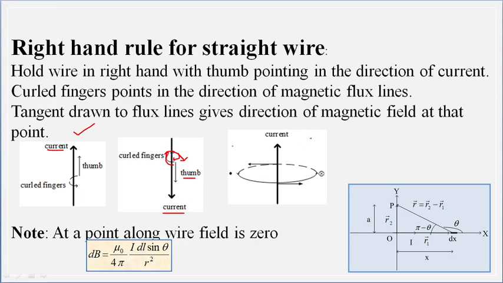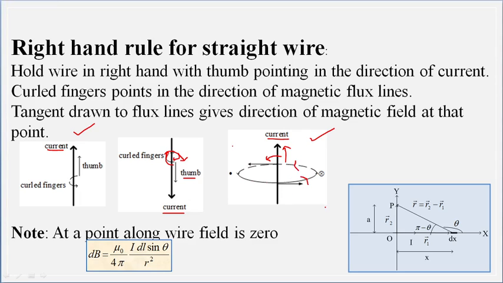Consider this diagram. I have drawn a straight wire. This is the current, and using the right hand thumb rule, I have drawn this circulating flux. This circle which you see is the flux. The thumb is in this direction, so the fingers will curl in this direction. The direction of the curled fingers is the direction of the flux.